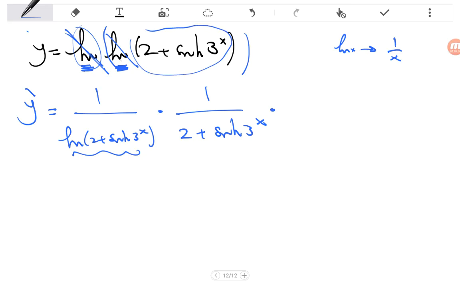I would find two terms. I would write these brackets like this and write it like this. The first term, what is the derivative of 2? What is the derivative of a constant? It is 0. The derivative of constant is 0.